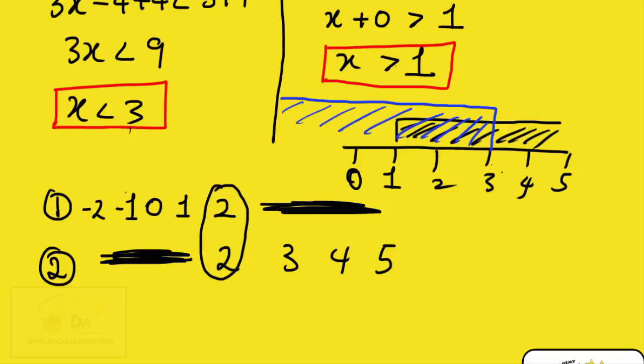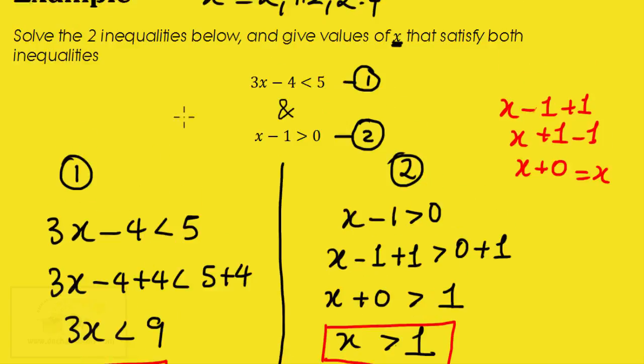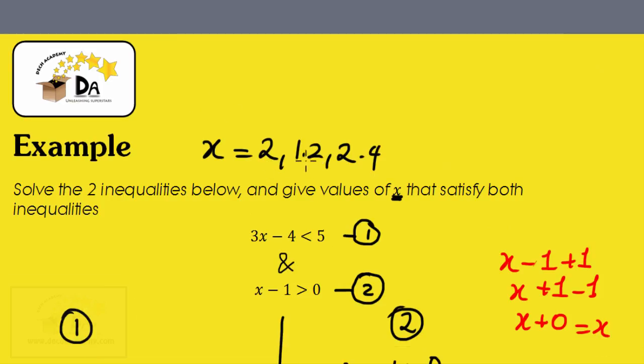So the region where both solutions intersect, which is the region between 1 and 3, gives the solutions to both inequalities. So solutions lie between 1 and 3. So 2 is an example, 1.1, 2.4. Any solution between 1 and 3 satisfies the inequality. So to give values of x to satisfy both inequalities, x could be 2, x could be 1.2, x could be 2.4, as long as x is greater than 1 and less than 3. 2 is greater than 1 and less than 3, 1.2 is greater than 1 and less than 3, 2.4 is greater than 1 and less than 3.